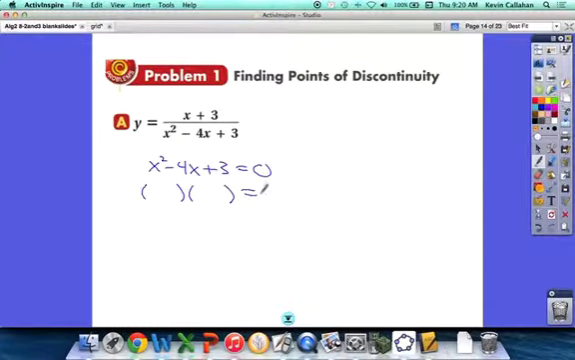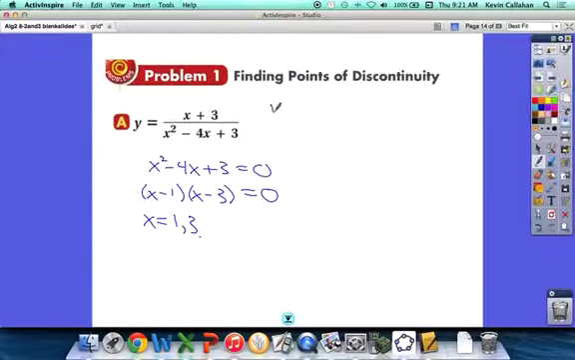Whose product is +3 and there's two numbers whose product and the sum is -4. 1, -3, right? From that, what are the values of x that make that zero? What value makes 1? So you say x equals 1, and x equals 3.